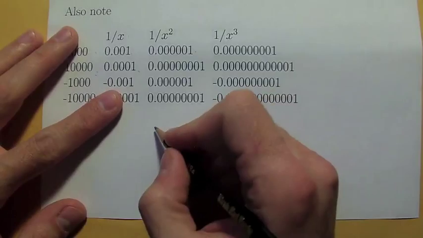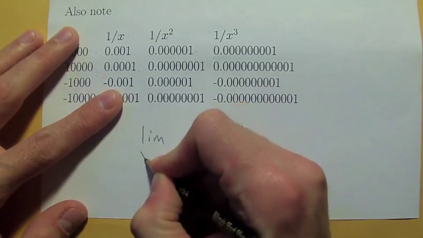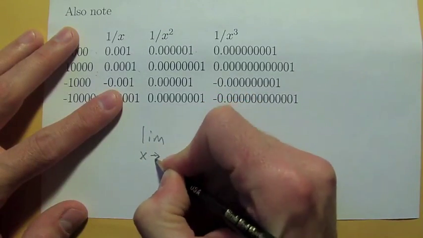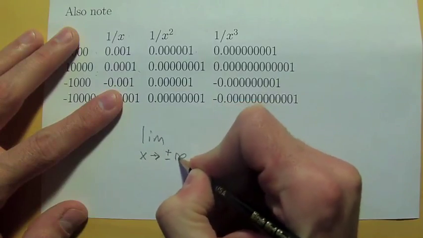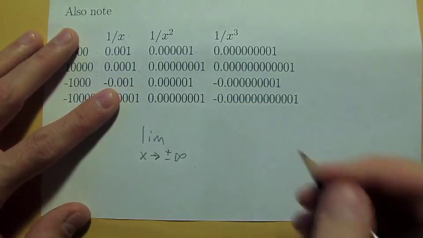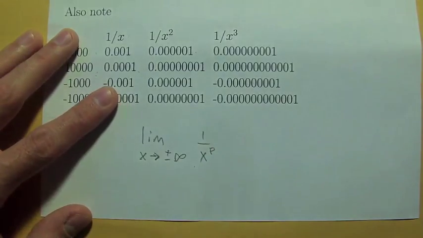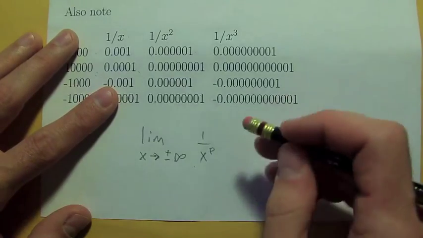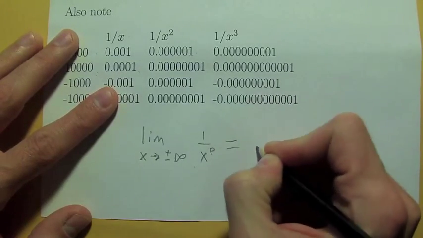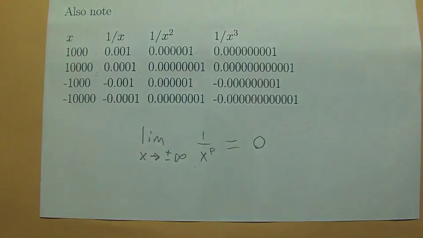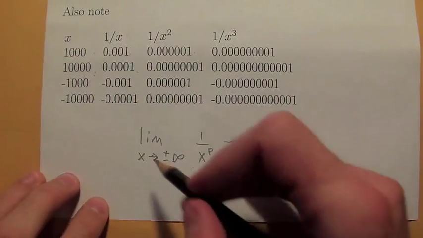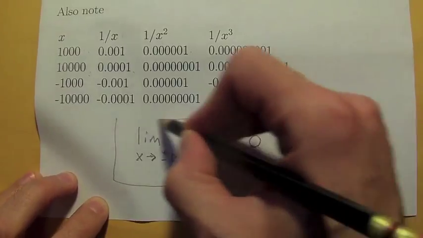In fact, what we can say is that the limit as x goes to either plus or minus infinity, either side, it doesn't matter, of 1 over x to any positive power, we should say, got to be careful there, is going to go to 0. So this is our first rule, basically.